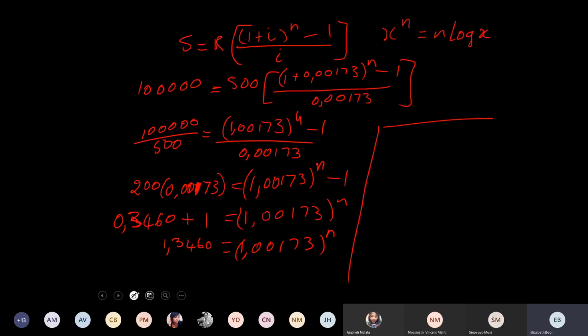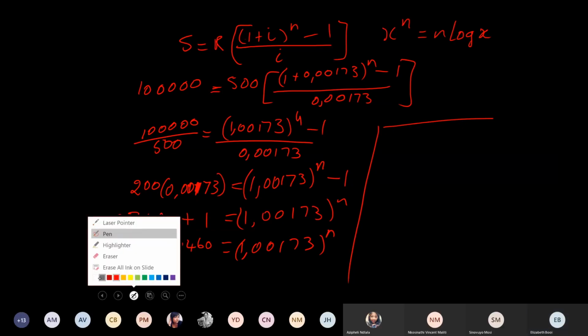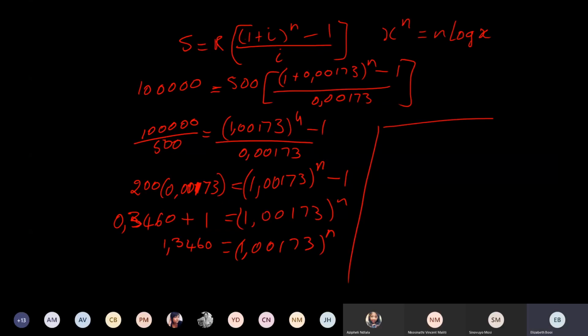So then it means on the left hand side, I will end up having the log of 1,3460 equals, and I must do the same this side, which will be n, the log. When I apply the same, because n is in the power, it will be the log of 1,00173. I'm running out of space.